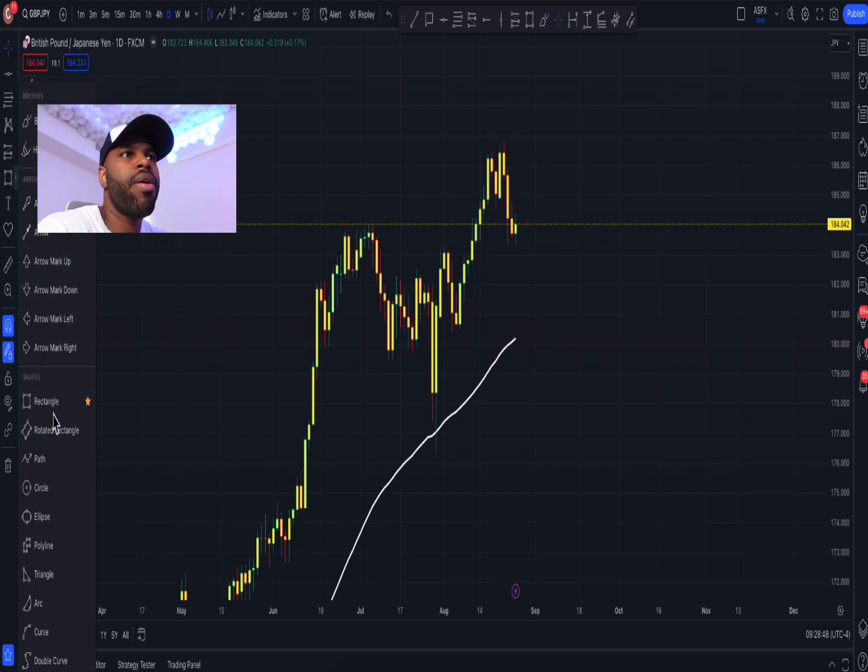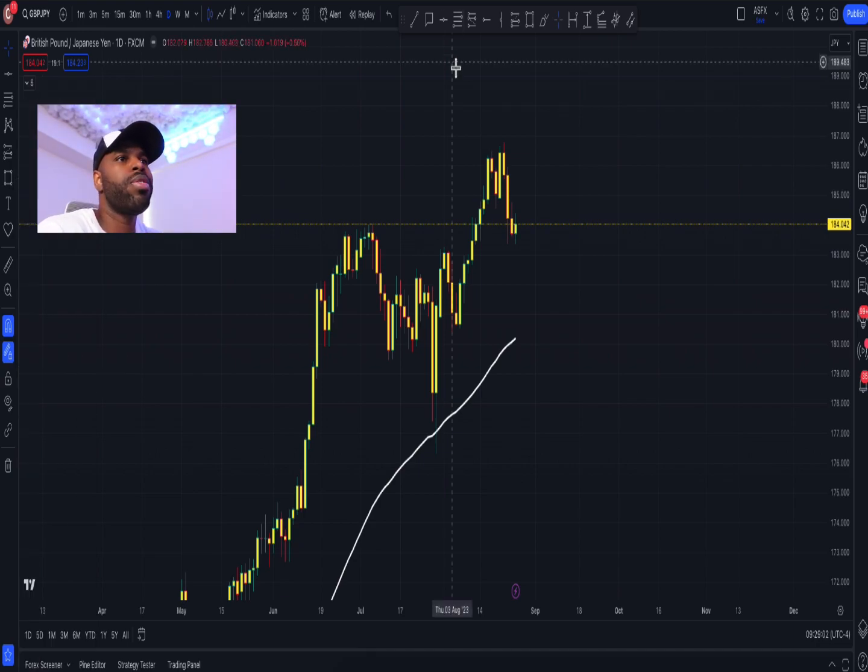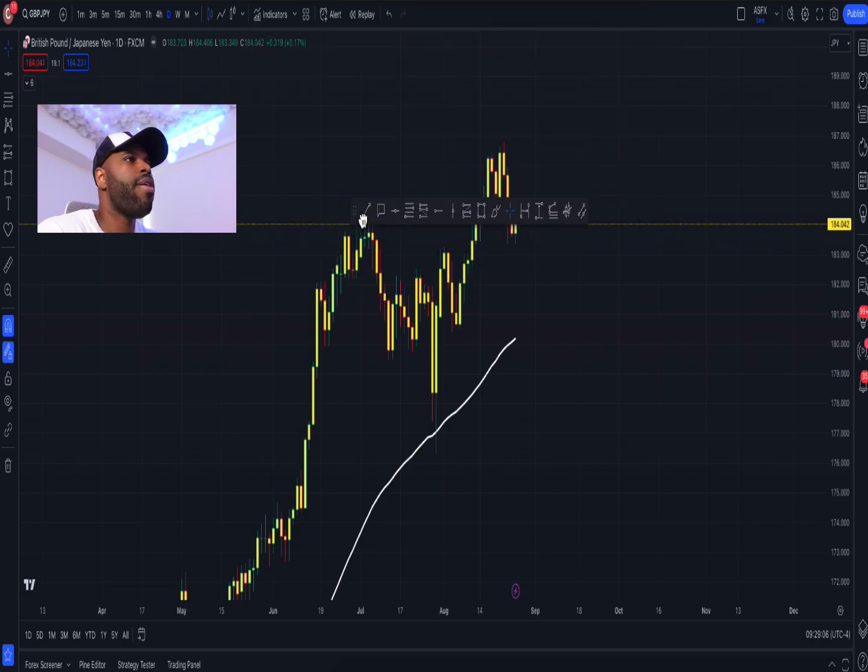You can click on the little arrow here, and you'll bring up more shapes and more tools. On your left, you want to look for the rectangle shape, and if you want to have it as your favorite, so you can have it at the top here, you can star it, and you'll have your rectangle shape here in your favorites. This is your favorites toolbar here.